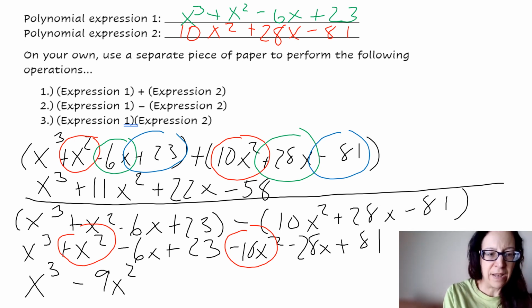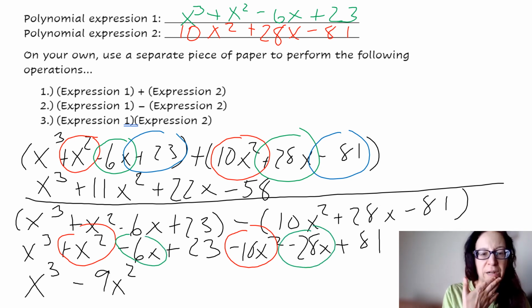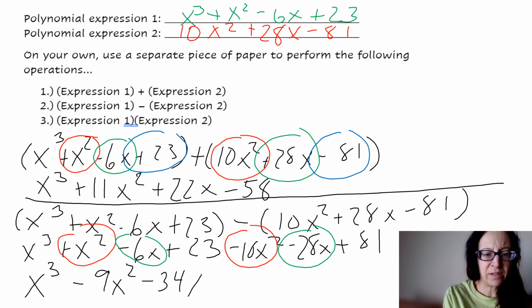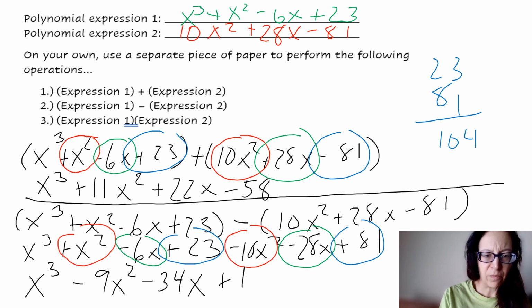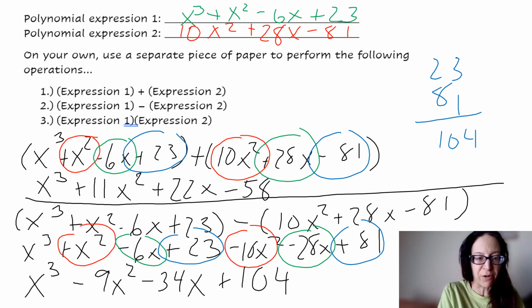And we have negative 6x minus 28x, so minus 6x minus 28x. I don't know why, for some reason in my head that's sounding weird. So what is that? 34. So minus 34x. And then positive 23 plus 81. So this is when your teacher's too lazy to go get her calculator. 104. Plus 104. And literally my phone is sitting right to my left here. I just don't want to bother.